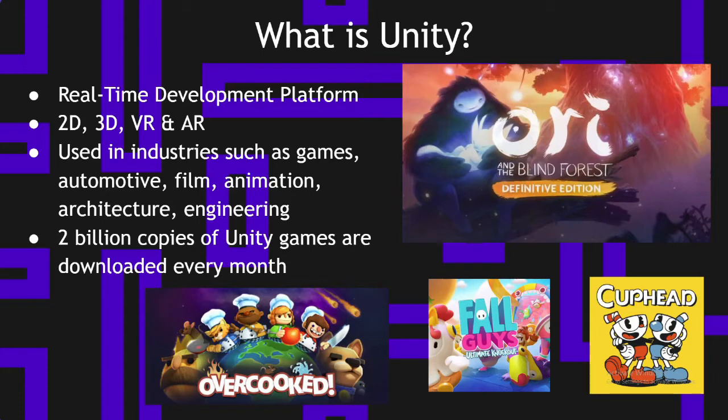Unity is a very fast-growing company. It's becoming very, very popular, not only because it's very accessible. Of course, it's free, and it always has the latest updates, so people get new features and abilities while they're using this engine. There are 2 billion copies of Unity games downloaded every month, and notably very popular ones such as Ori and the Blind Forest, Cuphead, Fall Guys, Overcooked, and many, many more.